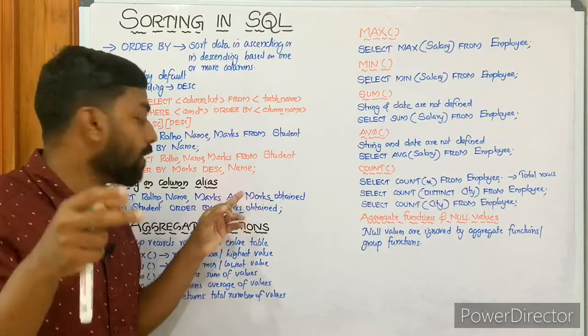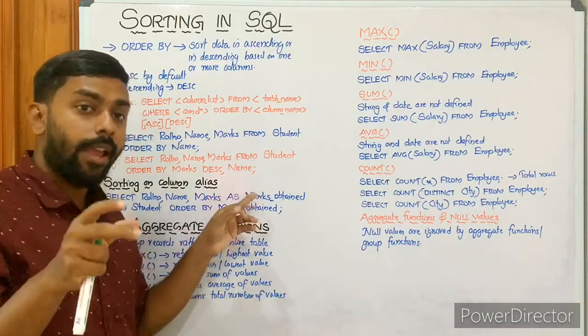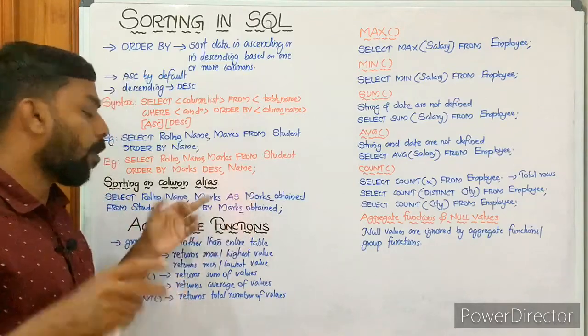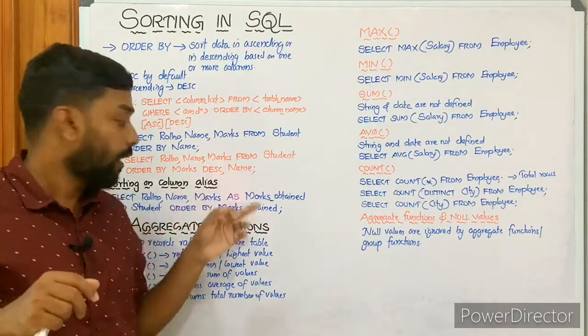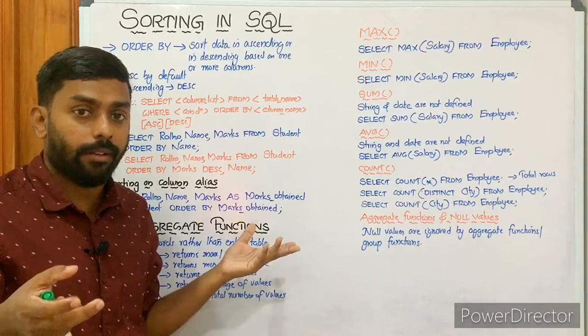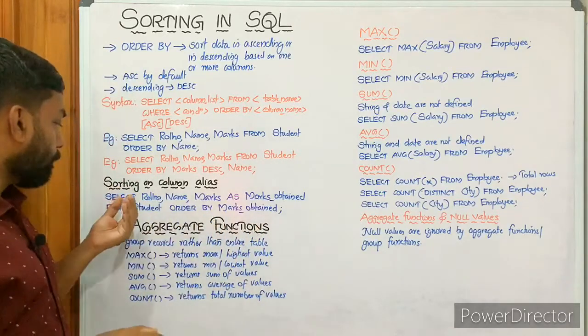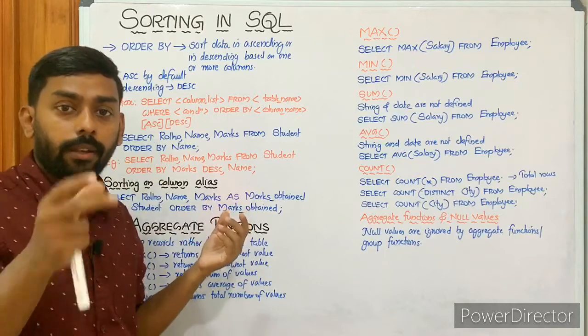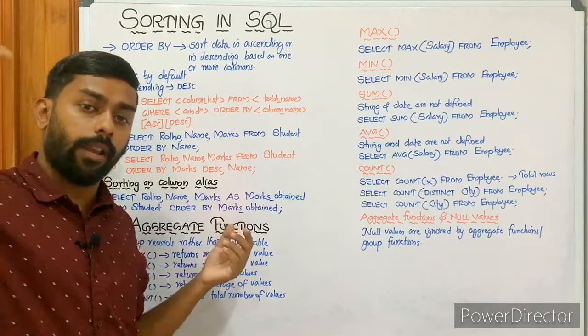We have given an alias name for marks, that is marks obtained, and we apply that alias name after the order by clause. Hope you get it. And in which order? Of course ascending order, right? That's the default order. So which prints what? Marks in ascending order, right? 90, 91, 92, 93.